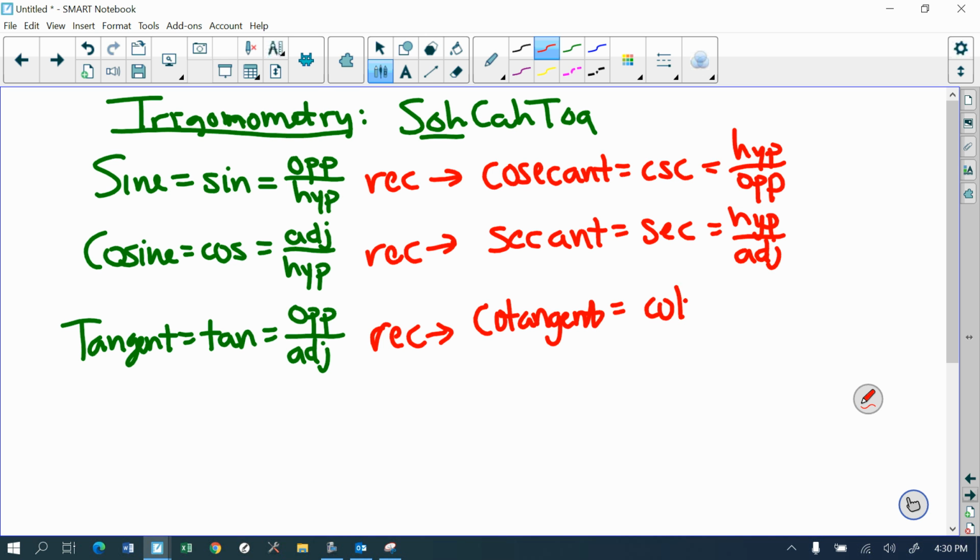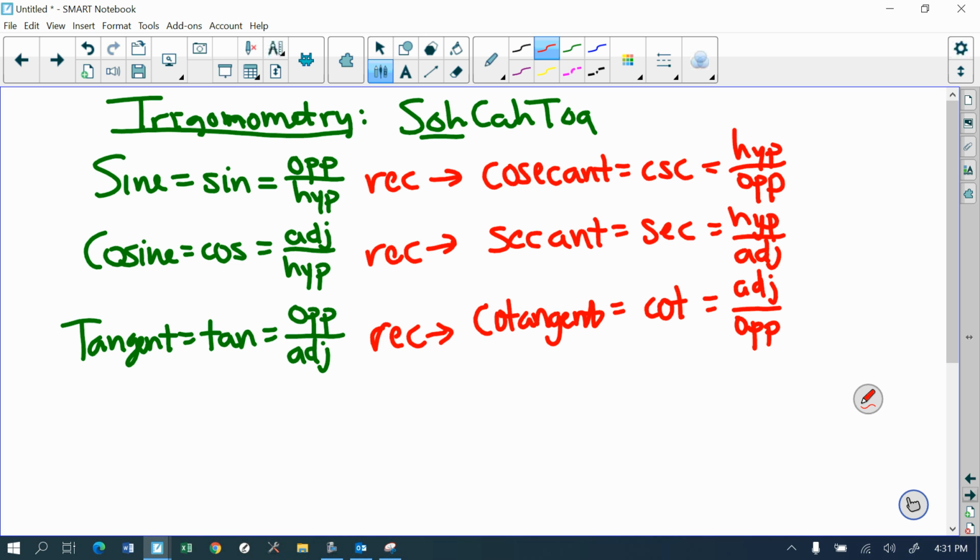For the three letters for that is COT, and that would be adjacent over opposite. Okay. So again, if the answer was 3/5 for sine, it'd be 5/3 for cosecant. If cosine was 4/5, it'd be 5/4 for secant. If tangent was 2/7, then cotangent would be 7/2, the reciprocal.